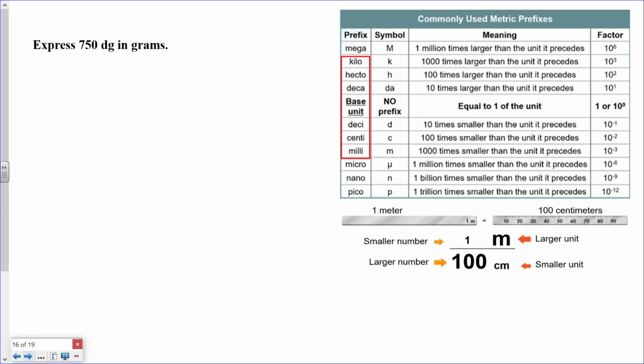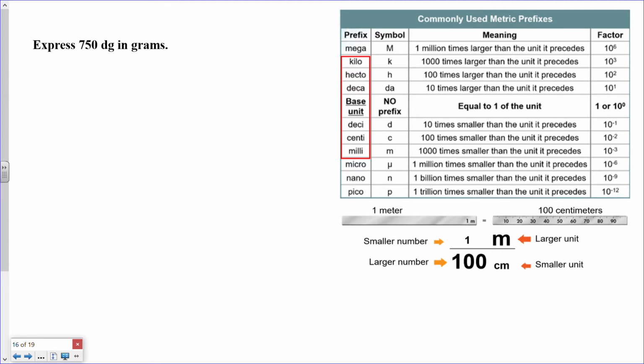Here we're asked to express 750 decigrams in units of grams. Now, earlier in this module, we've learned how to convert just simply by sliding the decimal. But if we ever have to go outside of these prefixes from kilo to milli, sliding the decimal can get a little bit complicated, because then we have to start jumping 3 decimal spots for each new prefix. So sometimes conversion factors are an easier way to do this.